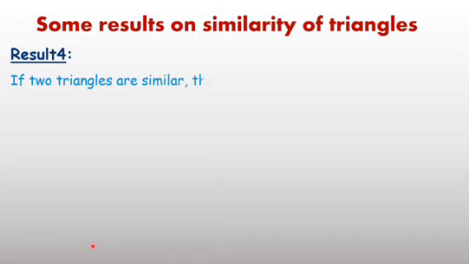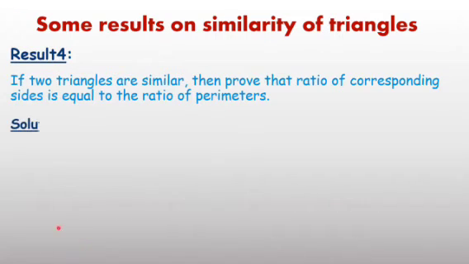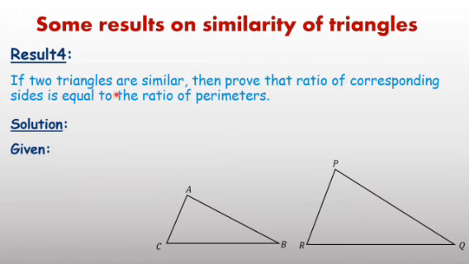In the fourth result, if two triangles are similar, then again on the basis of the same, the ratio of corresponding sides is equal to the ratio of perimeters of the two triangles. Here we are using the concept of perimeter. Now the given part is the same.